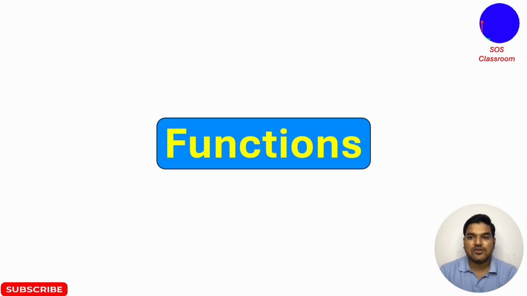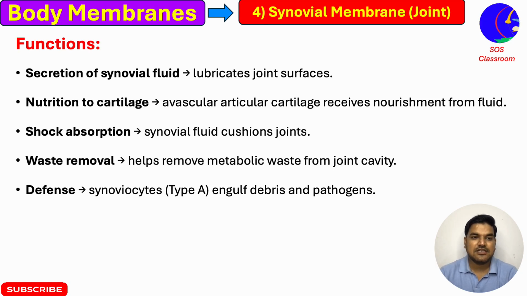Next, what are the functions of the synovial membrane? First function is the secretion of synovial fluid. Synovial fluid is helpful for the lubrication of the joint surfaces during walking. Second, nutrition to the cartilages. Avascular articular cartilages receive nourishment from the fluid, because cartilages don't have a blood supply. Directly, nerve supply is not present in the cartilages. Then where do they receive the nutrition? They receive the nutrition from the synovial fluid.